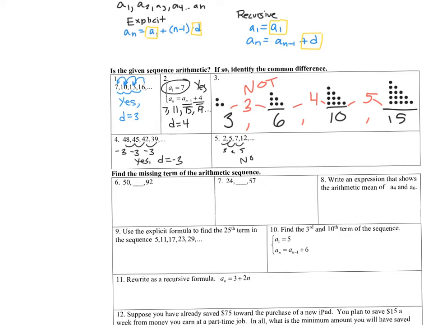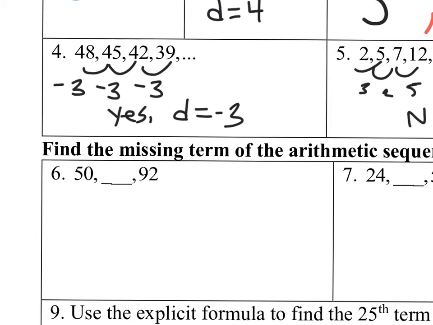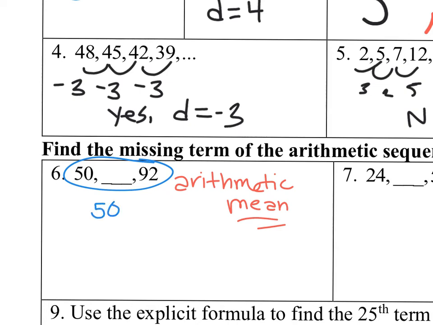Next, we're going to find the missing term of the arithmetic sequence. So in order for this to be an arithmetic sequence, it has to go up by the same amount. So what we're going to do is find the arithmetic mean. Just like you'd find the mean of a data set, it's the same thing. The arithmetic mean is to add up the two numbers and divide by 2, because you're finding the middle, the median between those two. So you do 50 plus 92 and then divide it by 2.